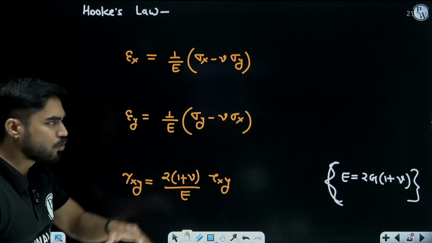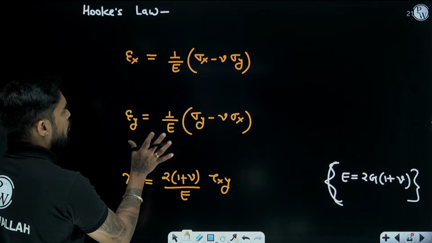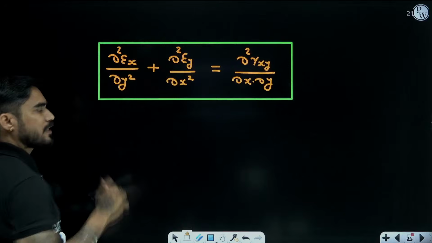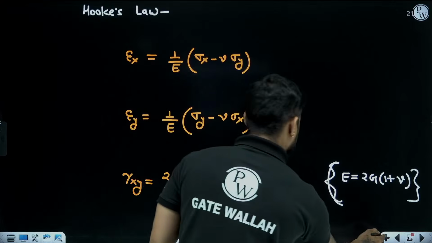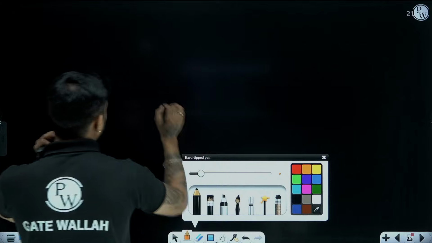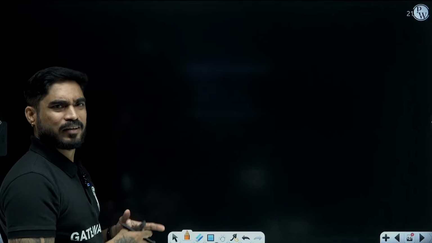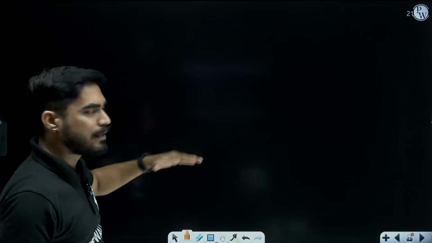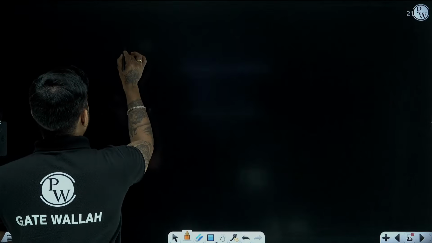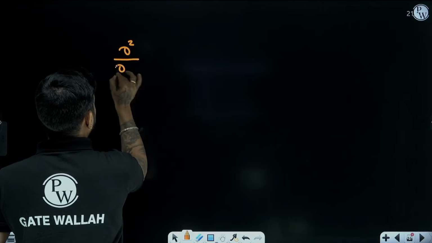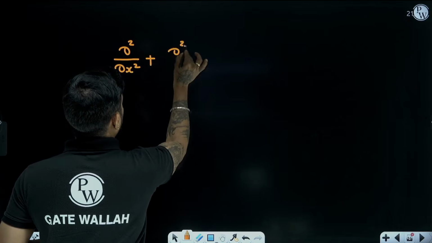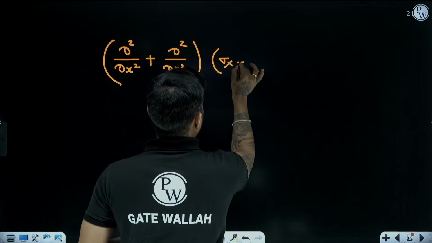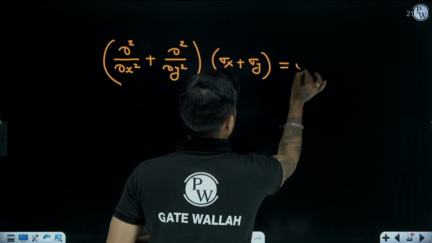So what we can do is put the values of strains from these equations into these equations, and after simplifying we get this equation. I am not getting into the mathematics, because I would have to solve all these differential equations. I am directly writing the equation. You will get this: dou square by dou x square plus dou square by dou y square of (sigma x plus sigma y) equal to 0.